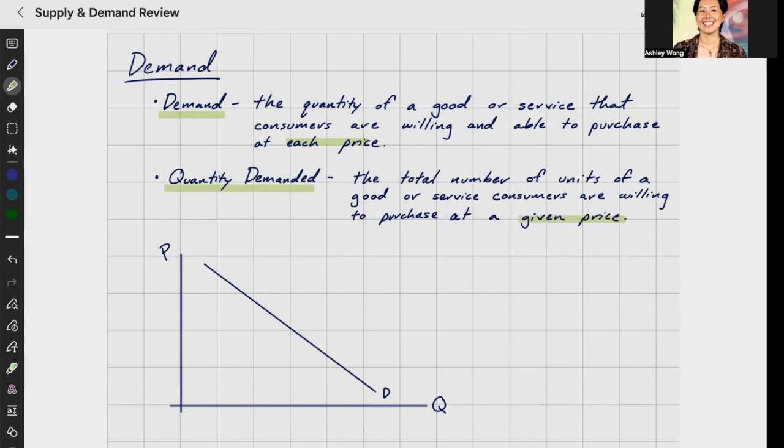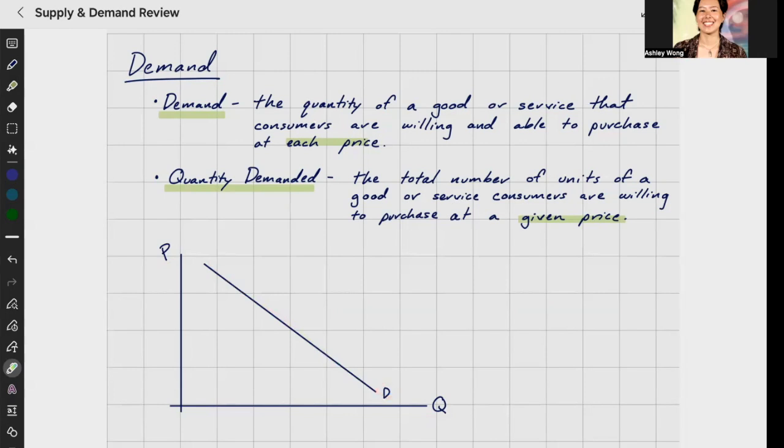And we can show the difference between these two definitions by looking at our demand curve. So at the bottom here, I've drawn a graph of our demand curve, and we always want to label our axes when we're drawing a graph. So on the x-axis, we'll always have quantity, and on the y-axis, we'll always have price. And so from the law of demand, we know that our demand curve is downward sloping, and we label our demand curve as D.